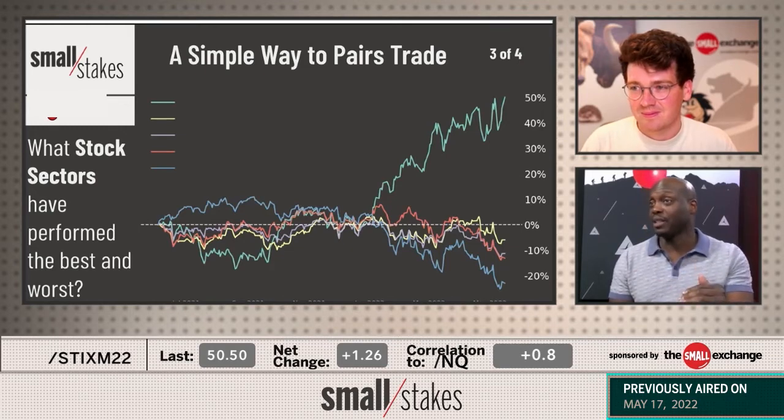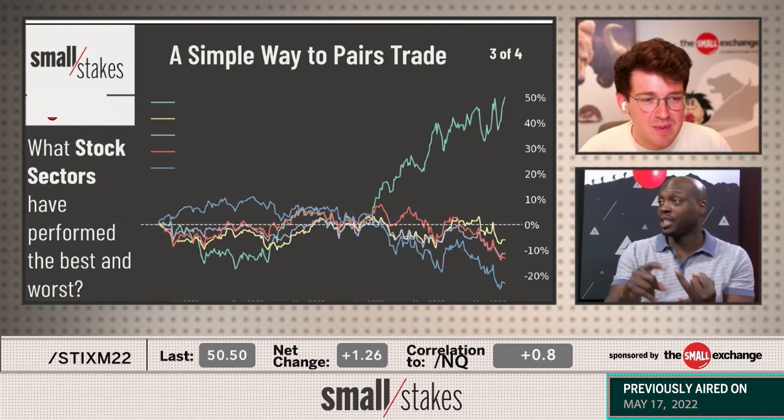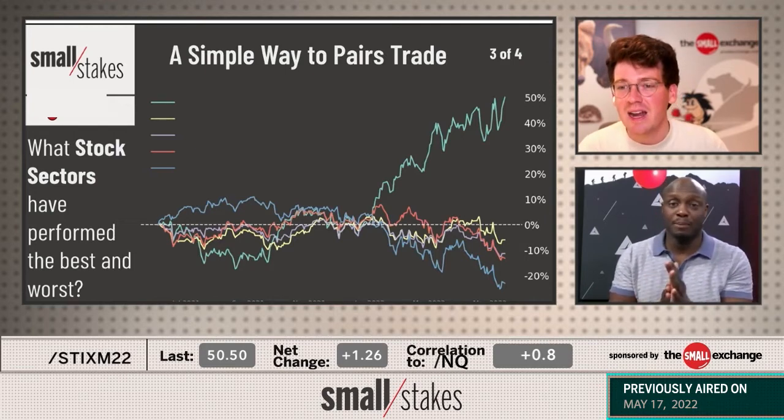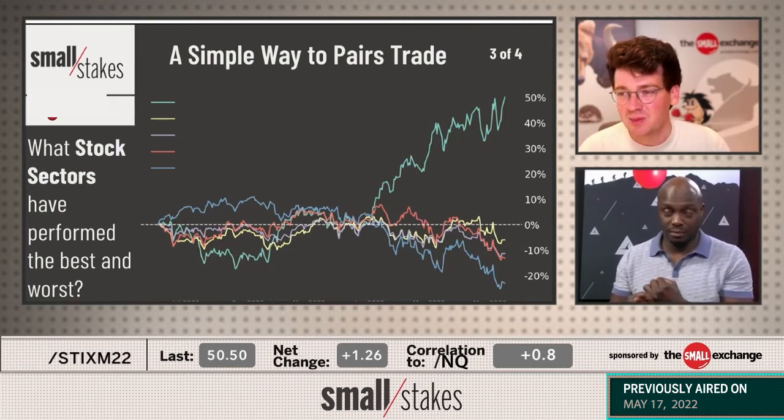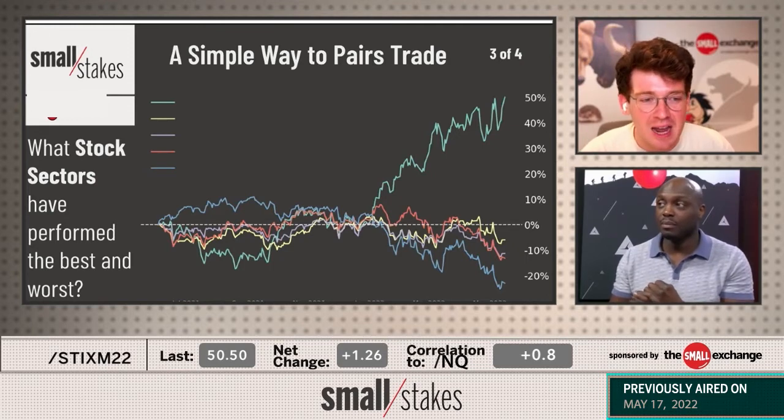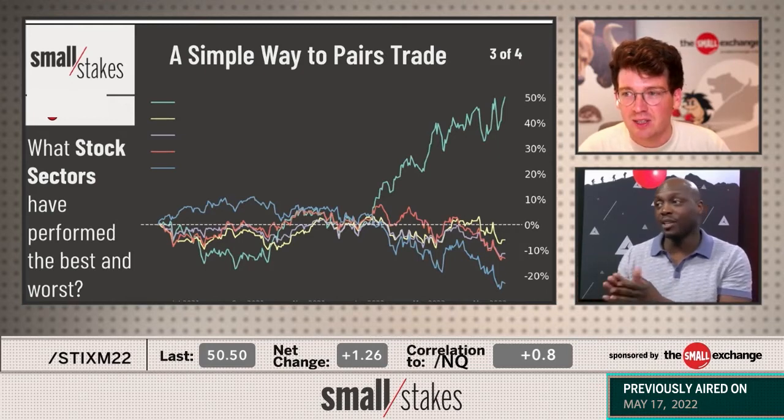What is everything? So what do we all have here? Let me give you the cast of characters. So you've got energy. That's the easy one. That's the one that's up 50%. Now you've got on top of that industrials, materials, financials, and technology. Okay, so technology is on the bottom.